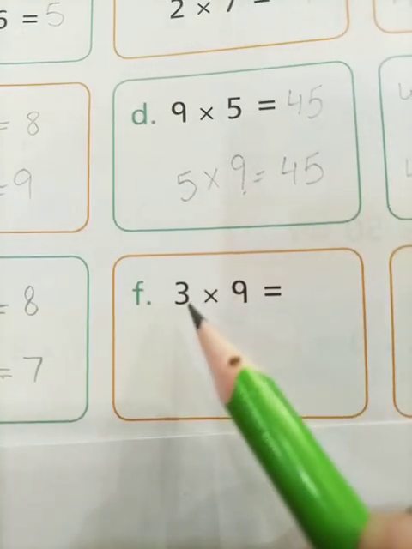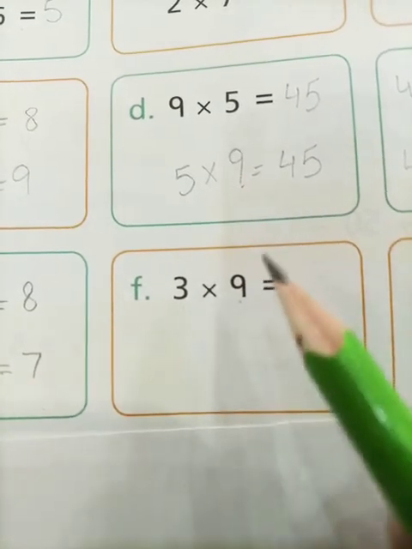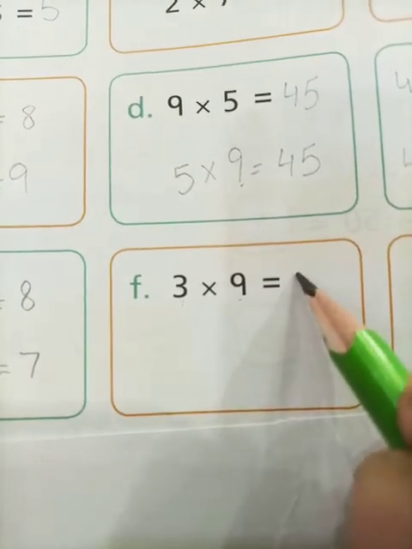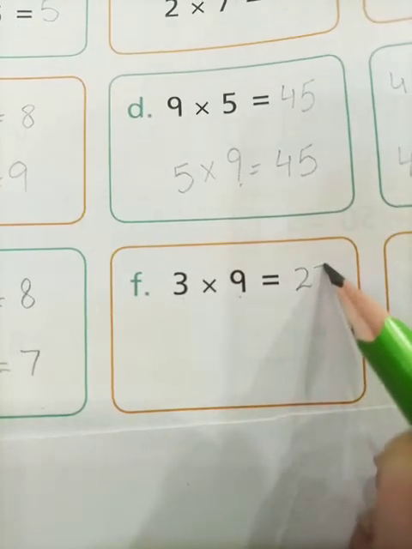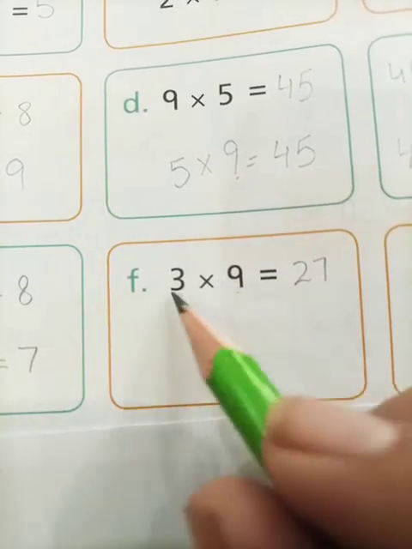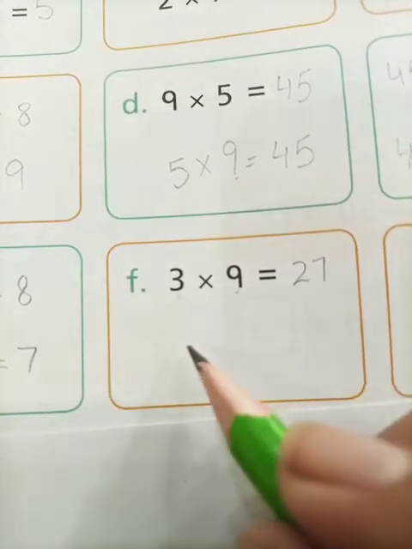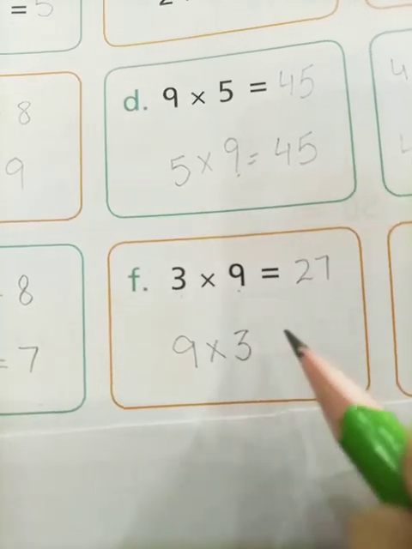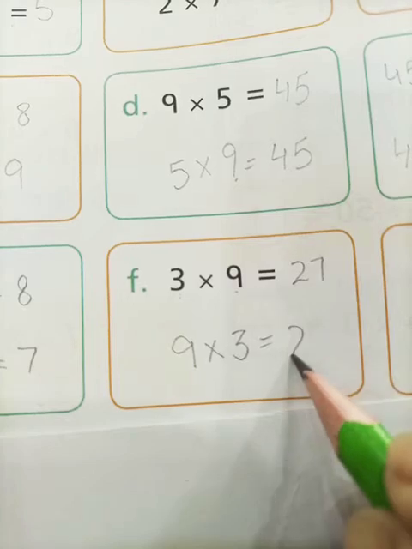Next is our part F. In this we are going to multiply these two numbers. So students, 3 9s are, yes, tell me. Yes, very good. 3 9s are 27. Now we are going to reverse these two digits. 9 3s are again, 9 3s are 27.